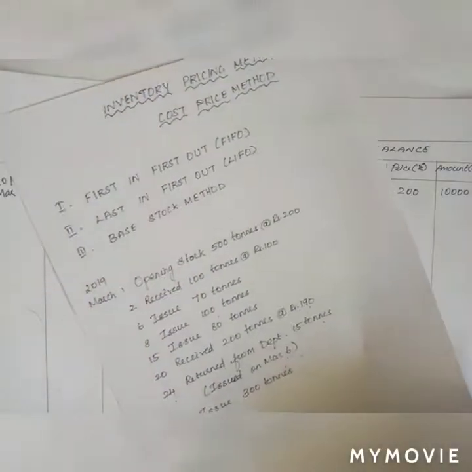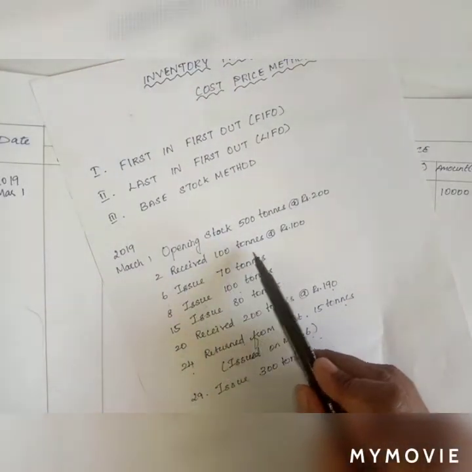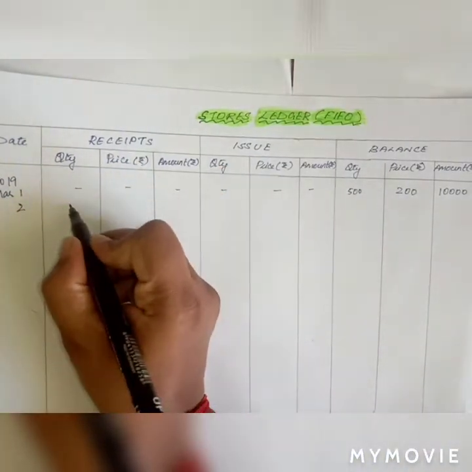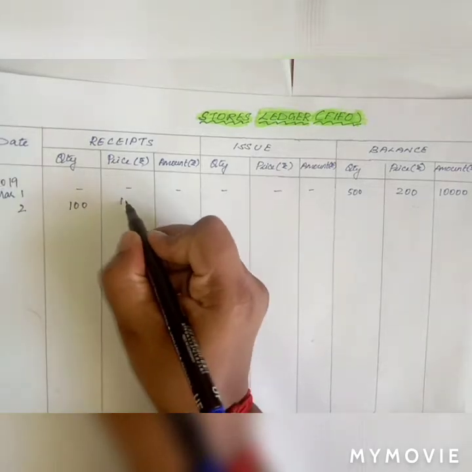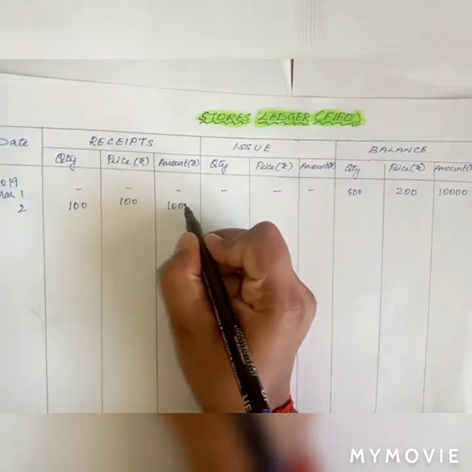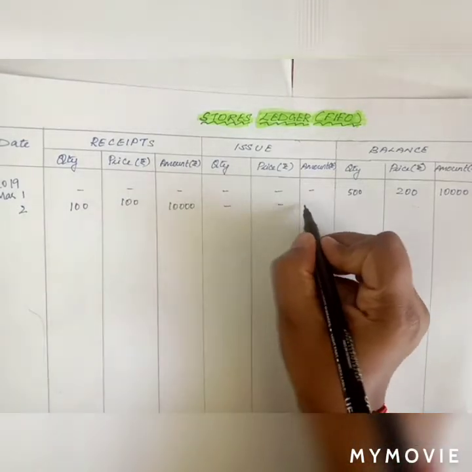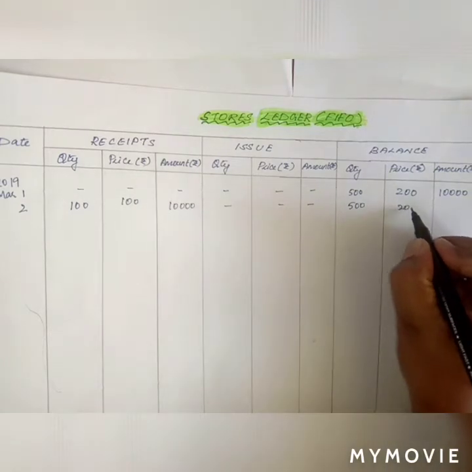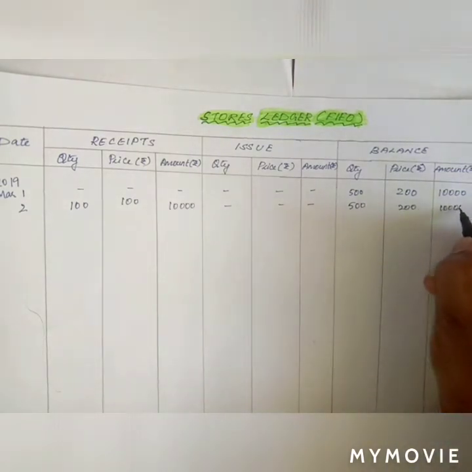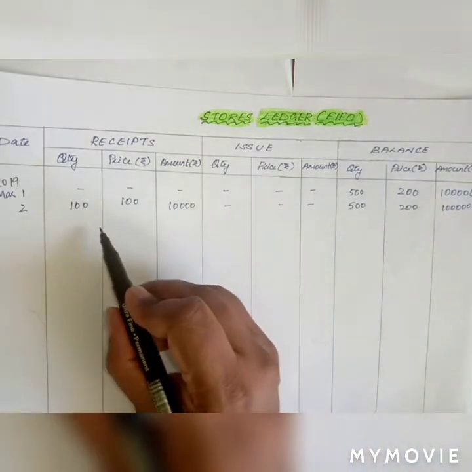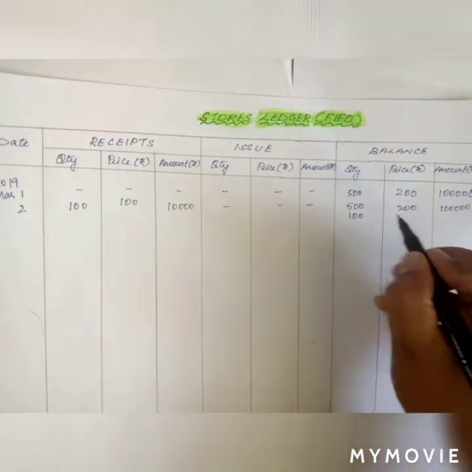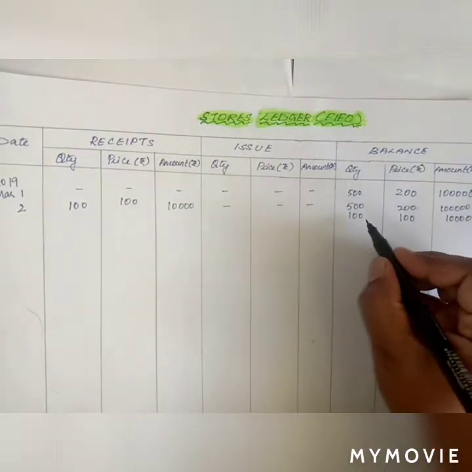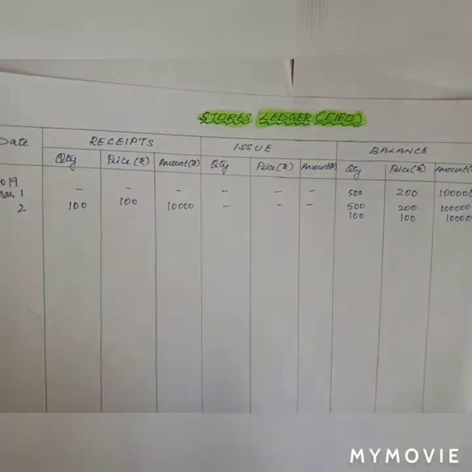Now the next one, received 100 tons at rupees 100. On the second, it has been received, so we'll write it in the receipts column. 100 tons at 100 rupees, therefore it is 10,000 rupees. So on the second, what has happened? We already have 500 tons of 200 rupees each, and now we have another stock, 100 tons of 100 rupees each, which is 10,000 rupees. So this is the stock we are maintaining on this date.